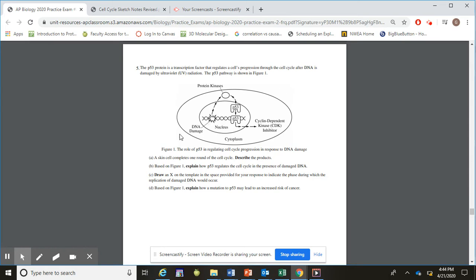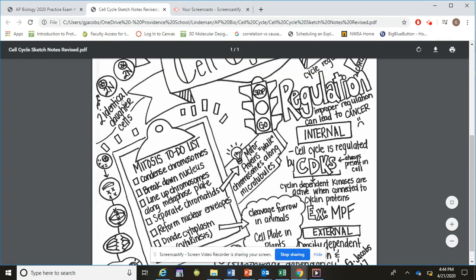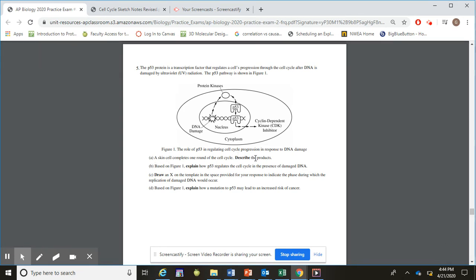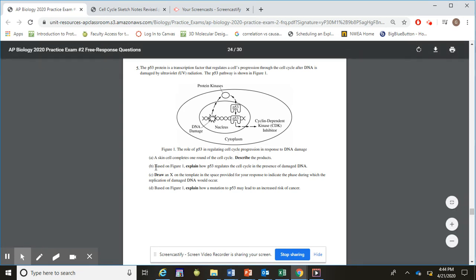So what is happening here is p53 is shutting down the cell cycle so that this DNA damage cannot spread to daughter cells. A skin cell completes one round of the cell cycle. Describe the products. Well, a skin cell is a body cell, and body cells undergo mitosis. And so what is the product of mitosis? Well, what we looked at up here: the product of mitosis is 2 identical daughter cells. So that's all they're looking for here, that you understand that after a skin cell goes through the cell cycle, the products will be 2 daughter cells that are identical to each other, and they're identical to the parent cell.